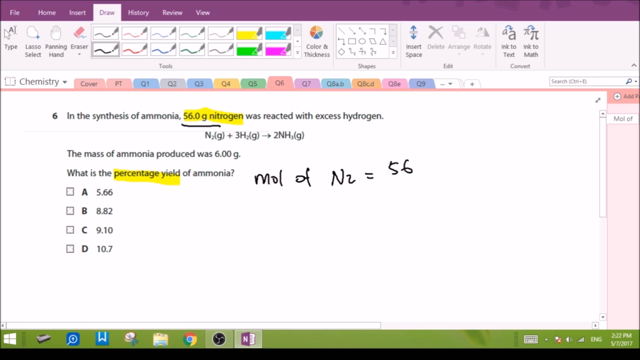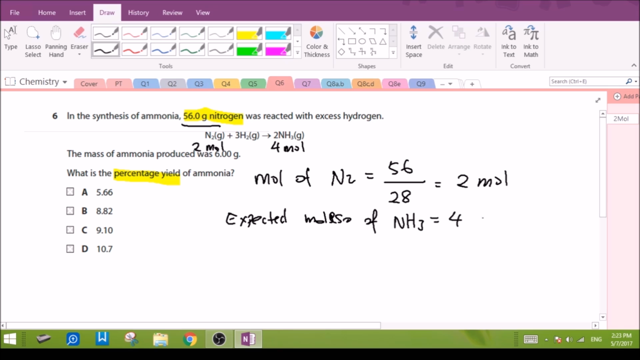Moles will be mass over the molar mass, referring to the periodic table, is 14 times 2. So we had 2 moles of nitrogen involved. If we were to use 2 moles of nitrogen, we will expect 4 moles of ammonia. Ratio 1 is to 2. So expected moles of ammonia is actually twice the amount, 4 moles.